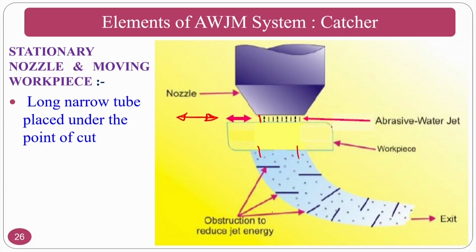So, you will have a catcher which is a bag in a similar direction, where you can see the obstructions to reduce the energy. This bag is provided with some obstructions. These obstructions will obstruct the velocity of the water and the jet also, and it will exit. This is one of the ways of catching.